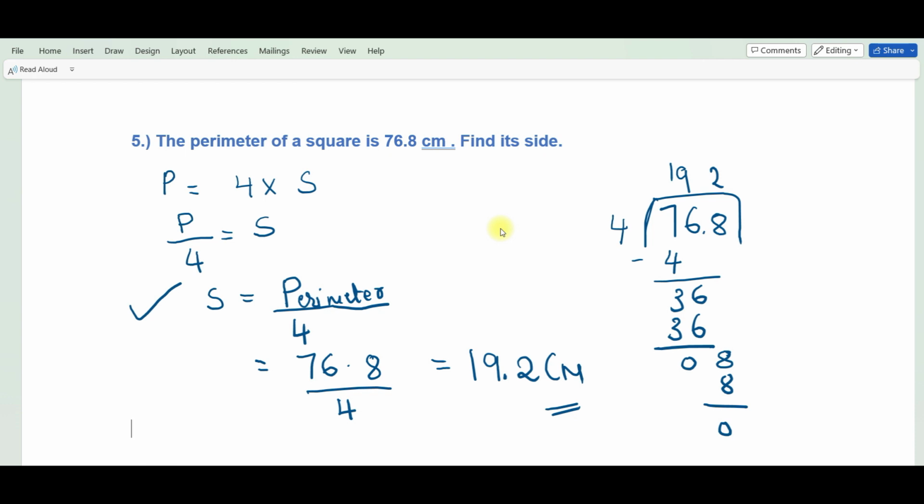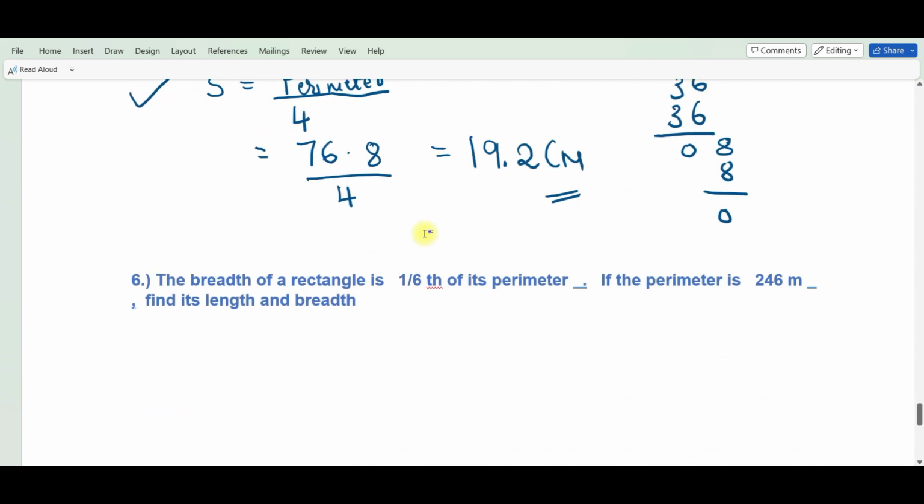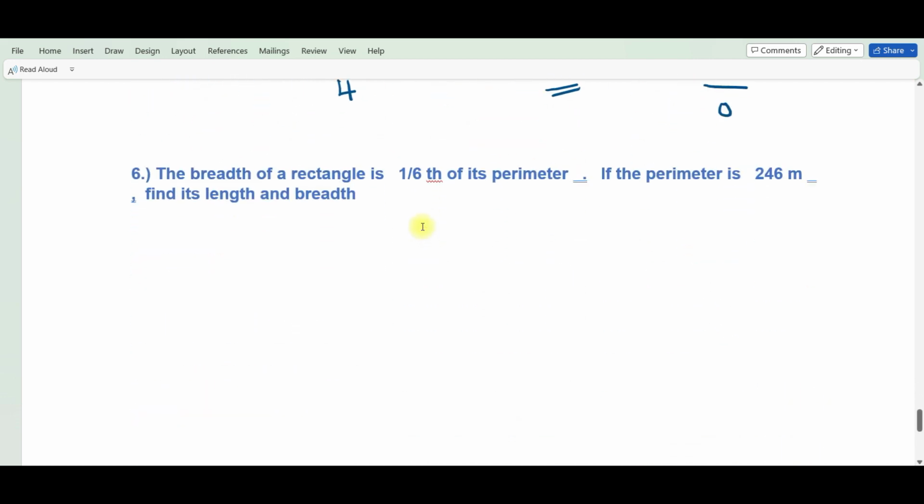So the last question for this video, that is question number 6 on the perimeter part. So let us solve this. In the coming video, as I said, I would be teaching you the remaining 6 questions which are there on the part. So here they have given you the breadth of a rectangle is 1/6 of its perimeter. If the perimeter is 246 meters, what is its length and breadth?